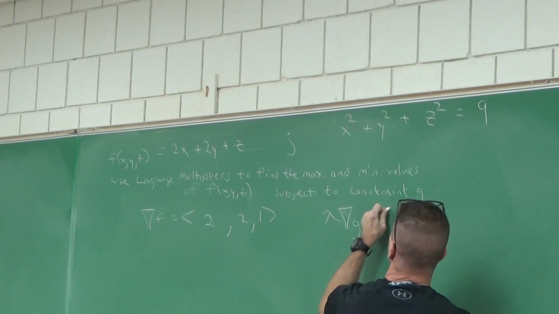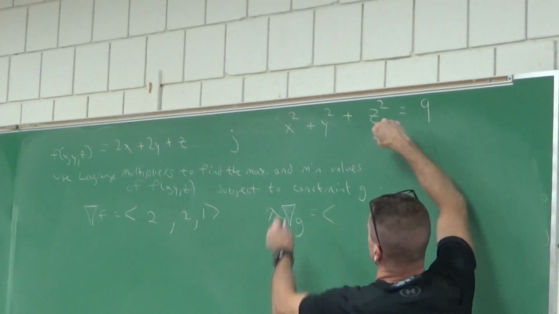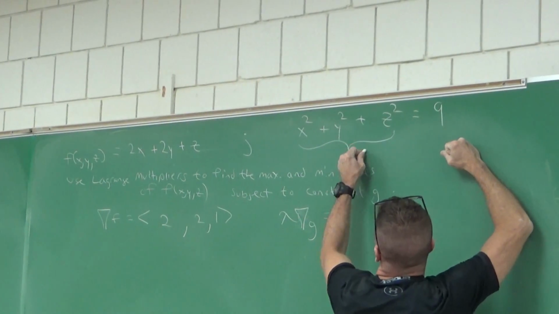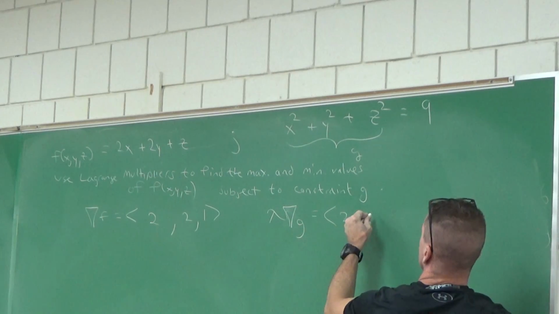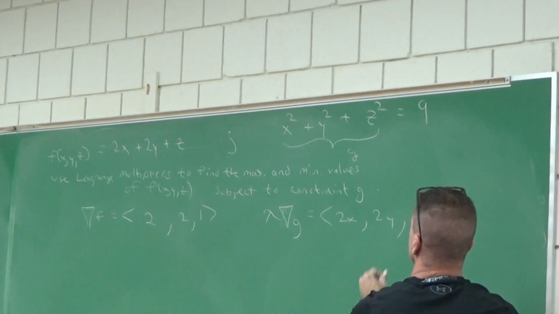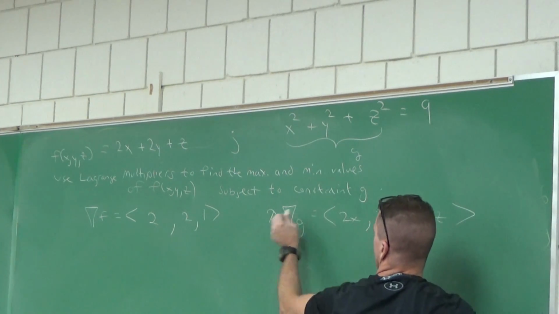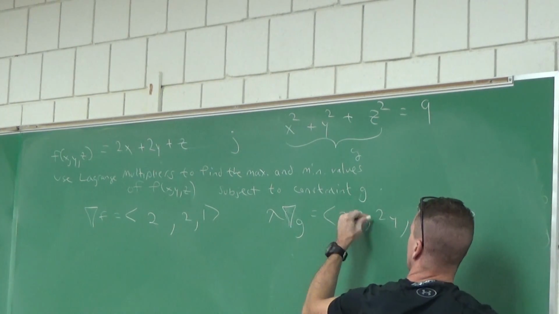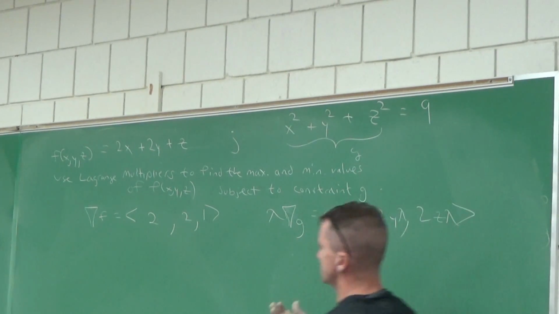And let's see what we get. Here's our constraint right here. The constraint right here is g. So partial with respect to x is 2x, partial with respect to y is 2y, partial with respect to z is 2z. And I will distribute those lambdas to all three parts. So it'll be 2x lambda, 2y lambda, and 2z lambda.